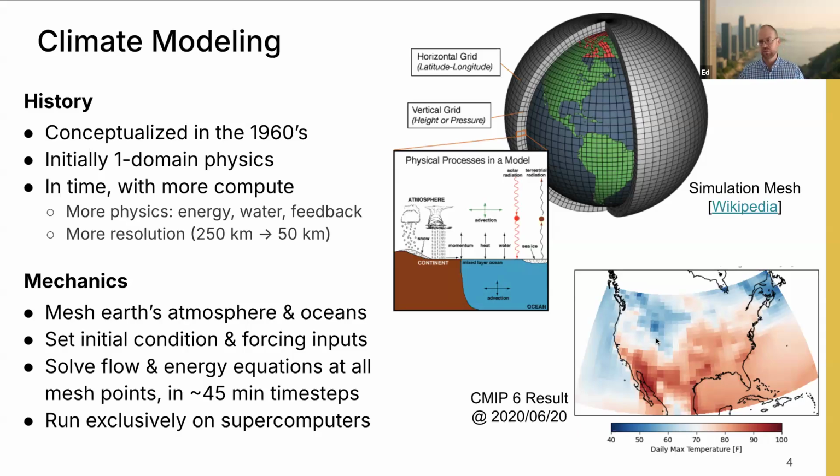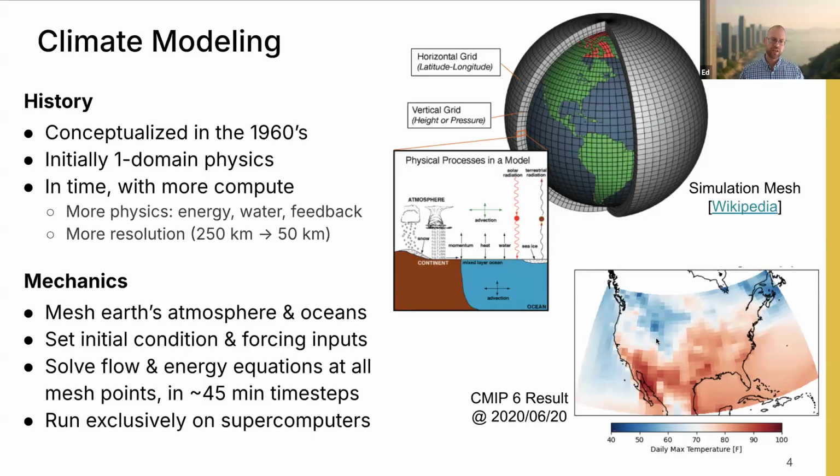After the mesh is made, we need to prescribe forcing conditions for these models. So greenhouse gas emissions are not solved for in these models. They're imposed as a condition, and then that affects radiation absorption in the atmosphere. So there are these externalities that have to be imposed.